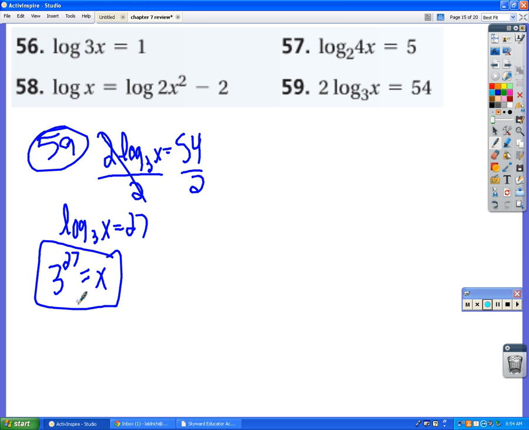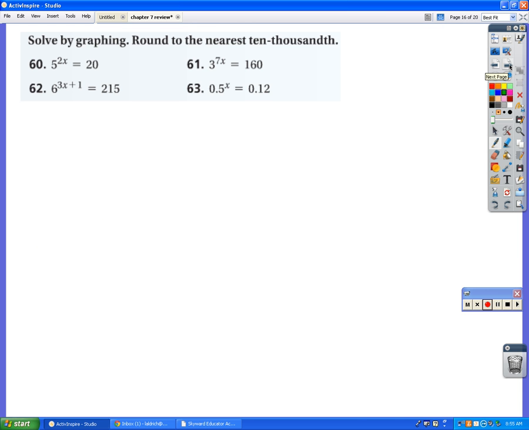And I'm just going to leave it like that because 3 to the 27th would be too large of a number to even fit into calculus. It's 7.625597485 e to the 12th, so times 10 to the 12. What's 3 to the 27th? 3 times 3 times 3 times 3 times 3 times 3 times 3.